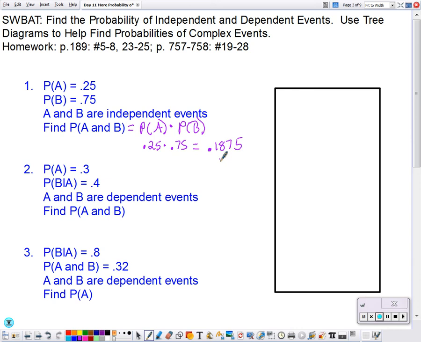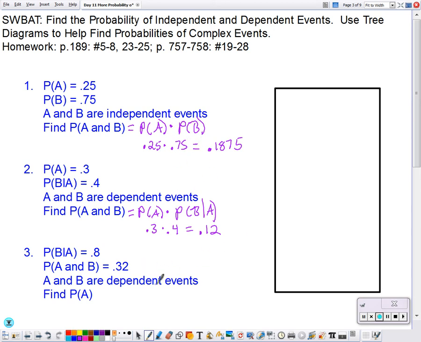Now the next one says A and B are dependent events. So find the probability of A and B. First I'm going to take the probability of A and multiply it times the probability of B given A. And 0.3 times 0.4 is 0.12. Remember, we talked yesterday about the tree diagrams and why we multiply these together.